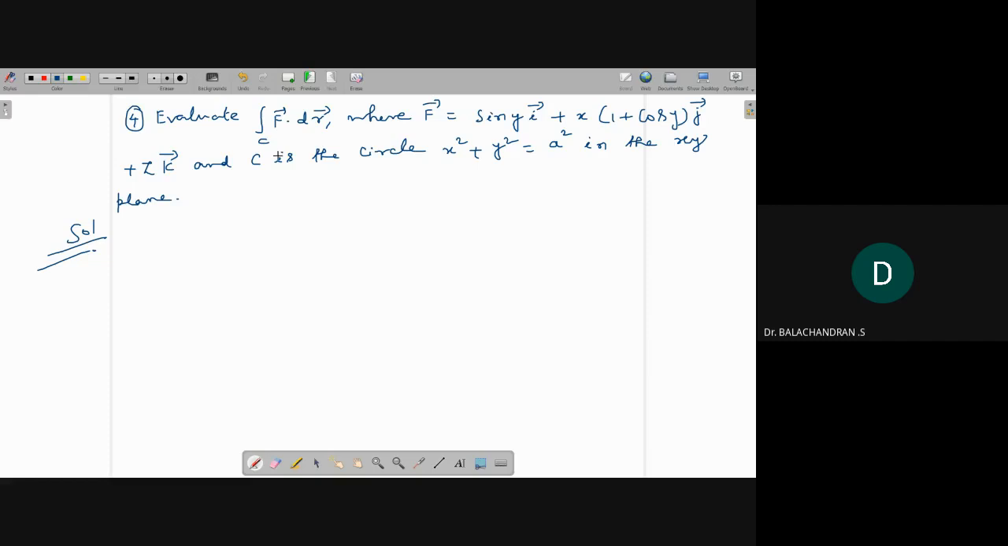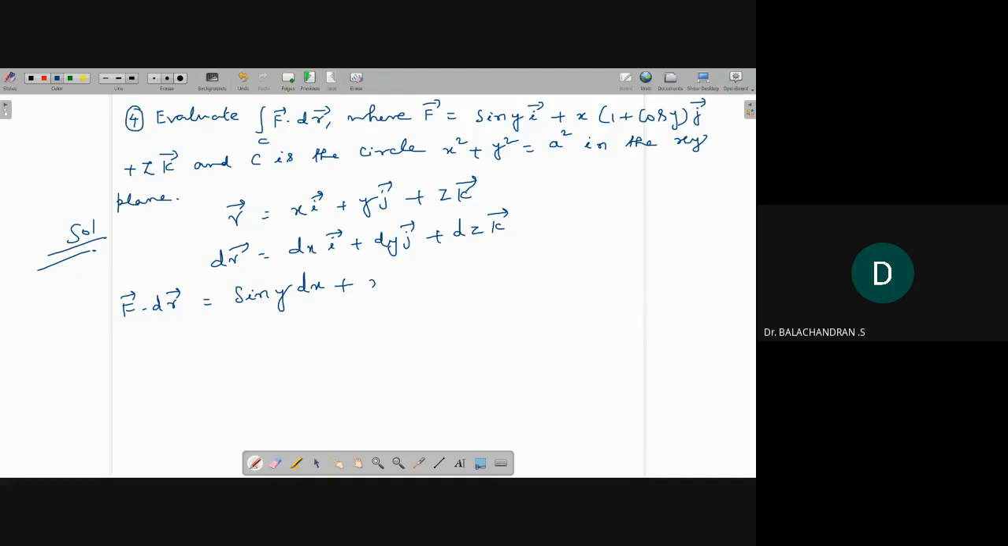Now what is r vector? R vector equals x i vector plus y j vector plus z k vector, and then dr vector is dx into i vector plus dy into j vector plus dz into k vector. Okay, so if you take a dot product, F vector dot dr vector equals sin y into dx plus x into 1 plus cos y into dy.